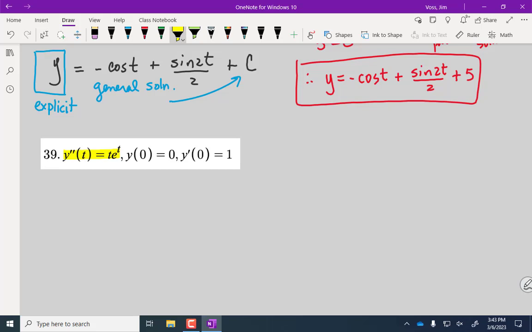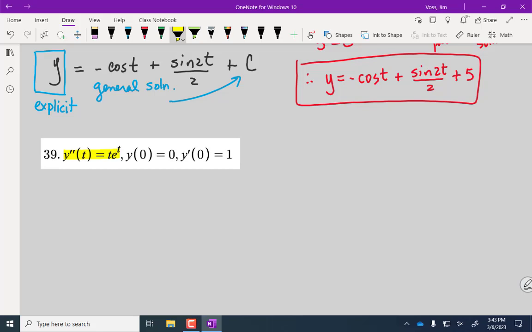No, t is not a constant. T is the independent variable. So treat it like an x. The integral of e to the t is e to the t. You just put 1 dt, just like dx or dt.